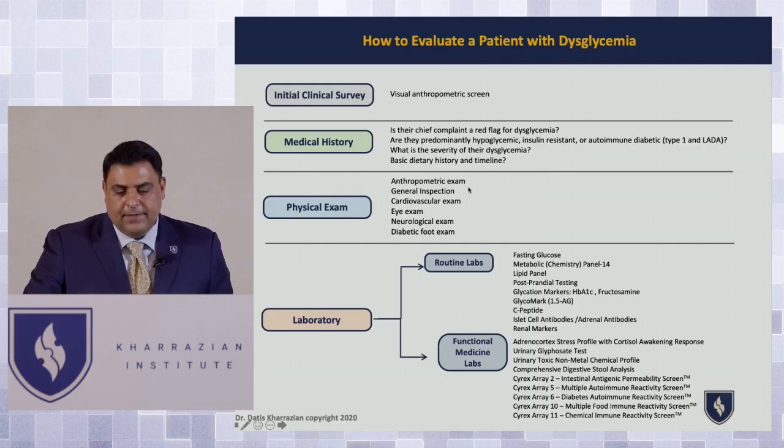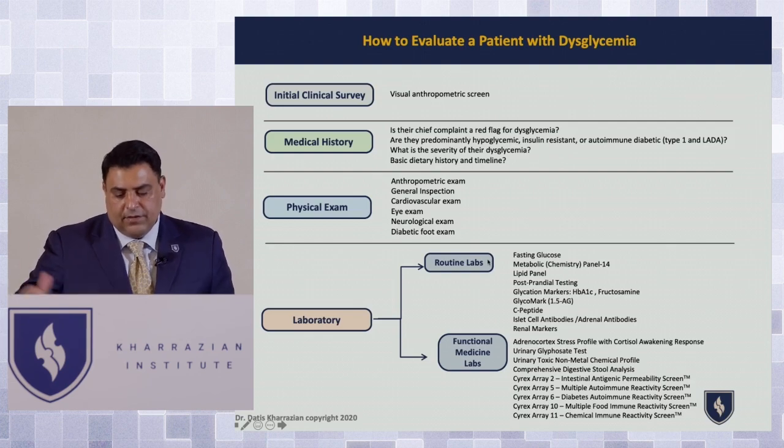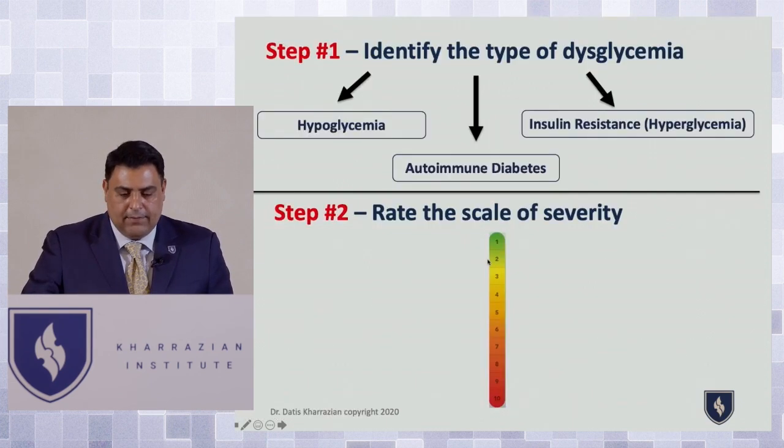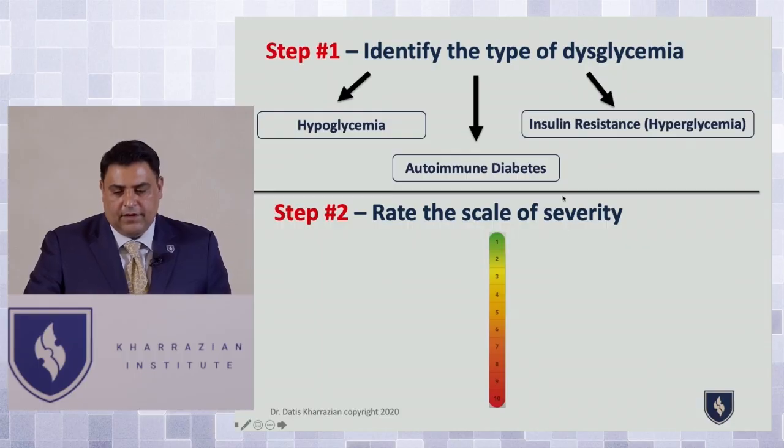And then you go through the physical exam, and you definitely want to do a BMI, check their body composition, and then look at the skin for findings of hyperinsulinemia. Do a cardiovascular exam, especially blood pressure, hypertension, ankle-brachial index. Look at their eyes, make sure they don't have any microvascular disease or cataracts. Do a neurological exam, a diabetic foot exam, make sure they don't have any diabetic ulcers or neuropathy, and then do your routine labs to get an idea of their degree of glycation and how severe they are in their blood sugar pattern. When you're done with your exam, you should be able to determine if they have hypoglycemia, autoimmune diabetes, or insulin resistance, and where they are on the severity scale.